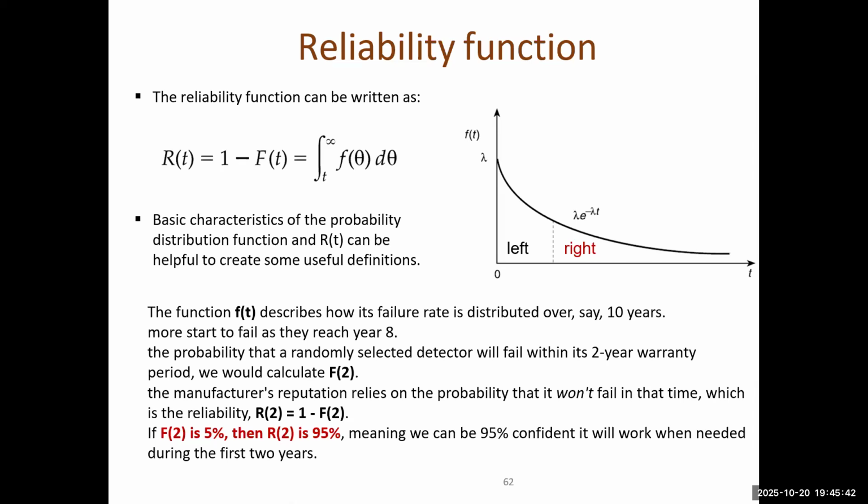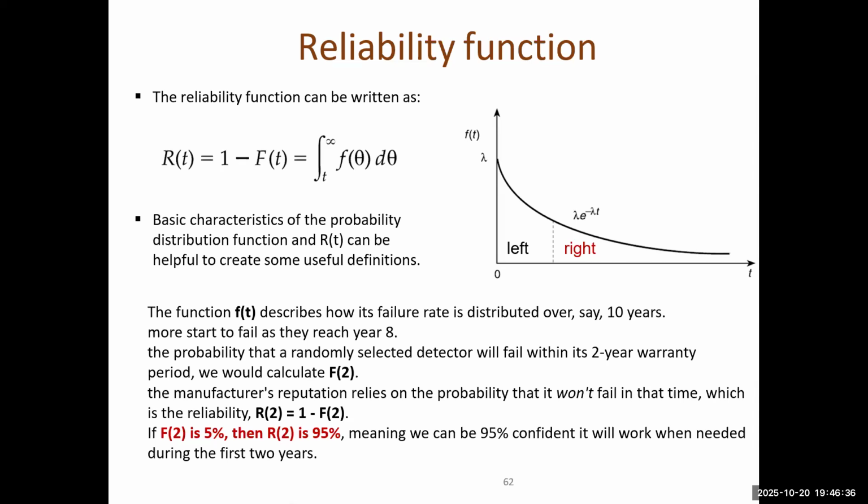Remember our capital F(t). Capital F(t) is the integral of f(θ) from 0 to t, right? And here we can use 1 minus capital F(t), and we can get the integral from t to infinity. So this is where the reliability function R(t) comes in. It is the probability that the item is still functioning at time t. And logically, if capital F(t) is the probability of failure, then R(t) must be the complement, 1 minus capital F(t). Graphically, this represents the area under the f(t) curve from t all the way to infinity.